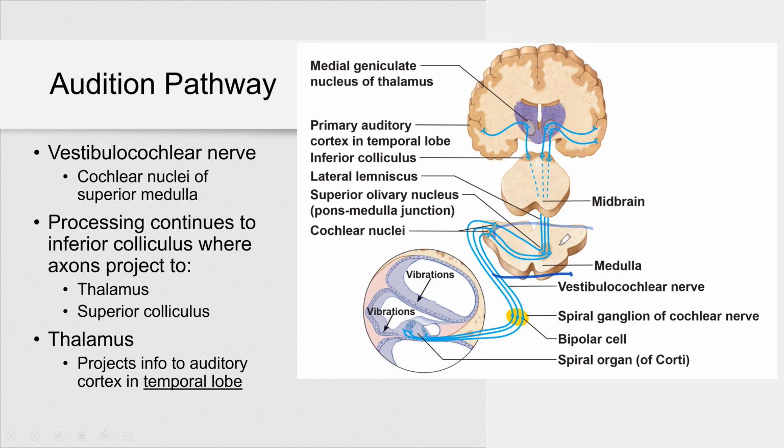And again, this is the brain. So medulla, midbrain, and thalamus. And the thalamus sends this information into the primary auditory cortex that is located in the temporal lobe. All right, so that was the auditory pathway.